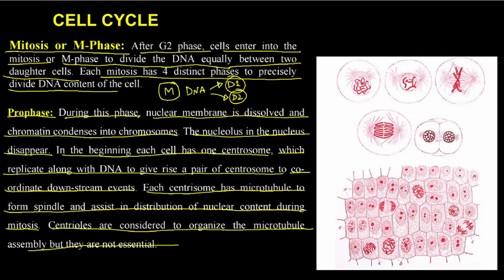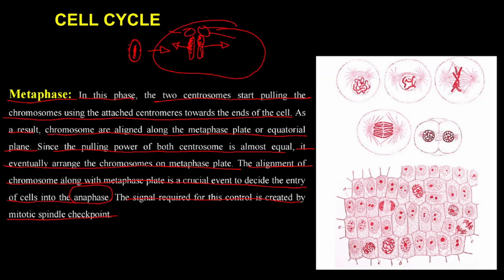The duplicated genome will be condensed here, and it will form the chromosomes. So the chromosomes will be formed in prophase. In metaphase, what happens is a metaphasic plate is formed. The condensed chromosomes are arranged on a metaphasic plate at the center of the cell, so that every chromosome is arranged on that metaphasic plate.